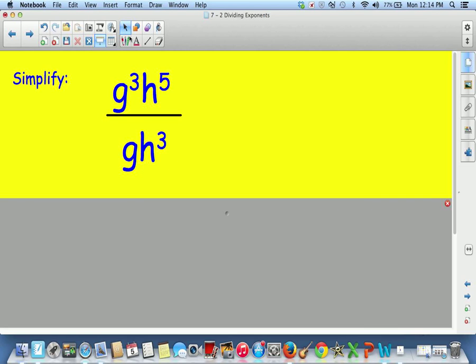If we wanted to simplify this, we're all about that base. We are looking at the same bases. Here we have g to the 3rd, and this would be g to the 1st. We're going to subtract them. So we'd get g to the 2nd, and h to the 5th over h to the 3rd would be h to the 2nd. And that would be our answer.